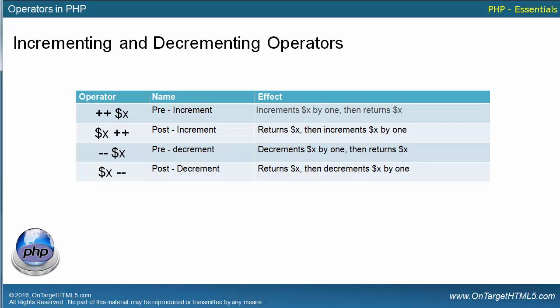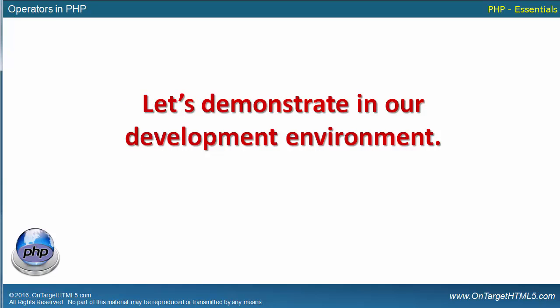Then we have the pre-decrement, which decrements X by 1, then returns the value of X. And we have the post-decrement, where we actually return the value of X, then we decrease X by 1. And again, if it sounds a little confusing, once we go through the demonstrations, I'm sure you'll get it. It's not hard to understand once you see it working. So let's go ahead and drop into our development environment and demonstrate what we just talked about.